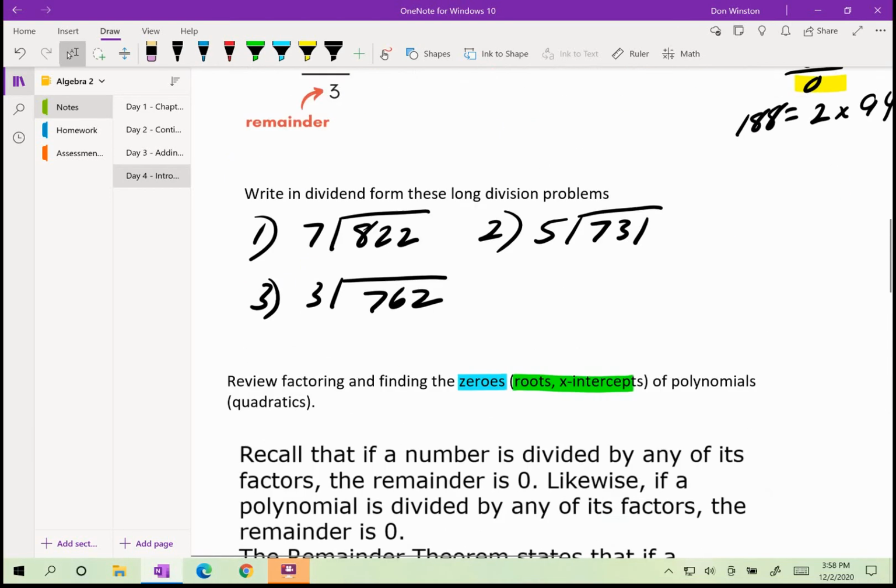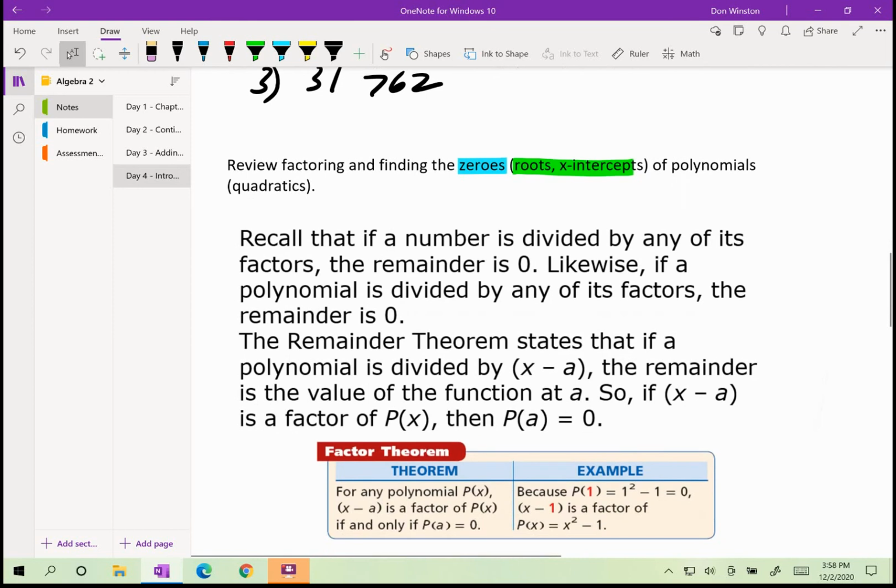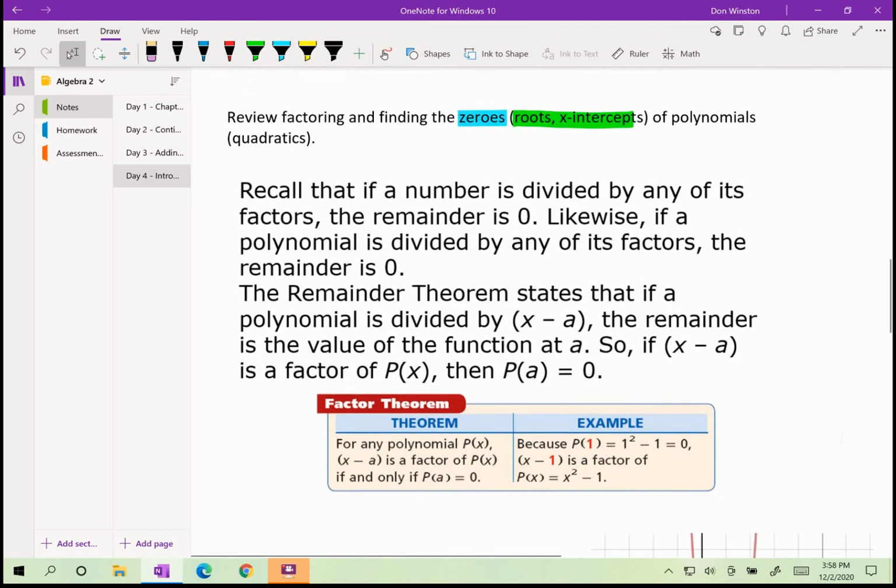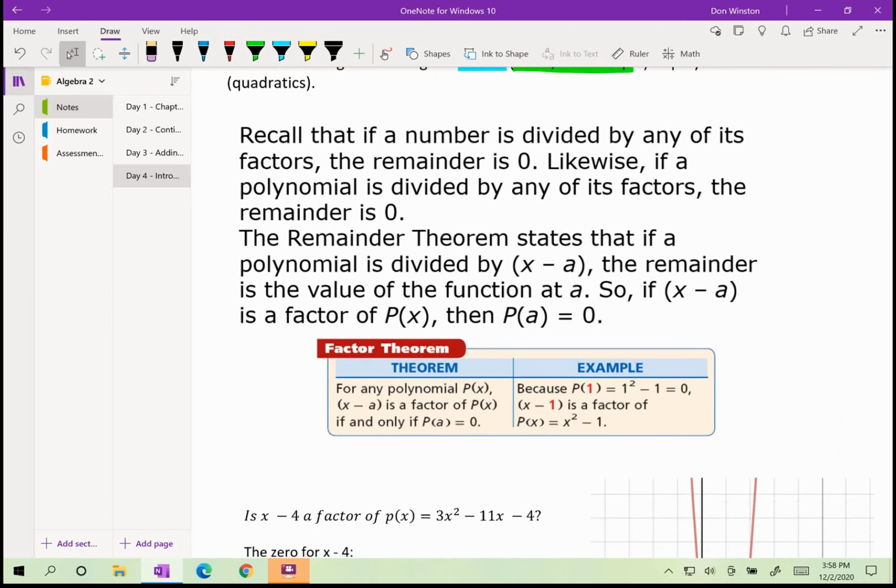Okay, very important. So recall that if a number is divided by any of its factors, the remainder is 0. Likewise, if a polynomial is divided by any of its factors, the remainder is 0. Well, that just makes sense. The remainder theorem states the big concept, the number 1 concept in this entire chapter. And that also means the factor theorem too.